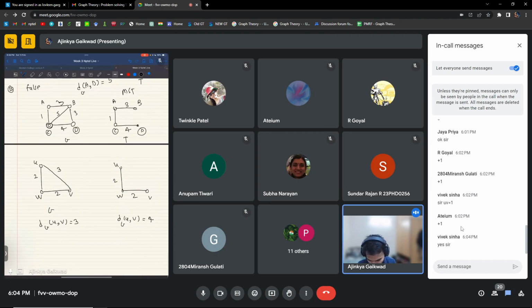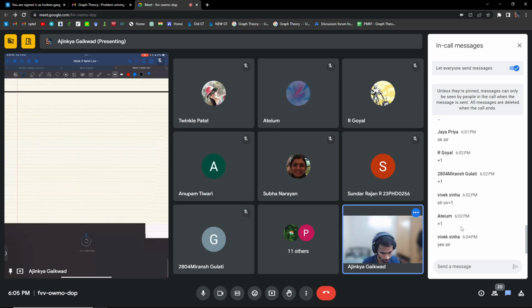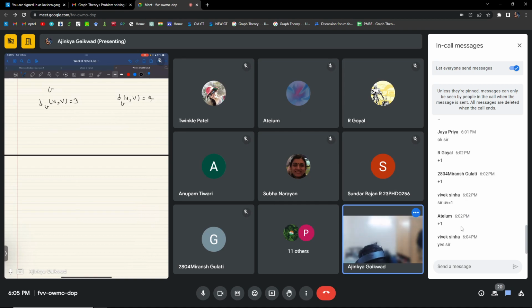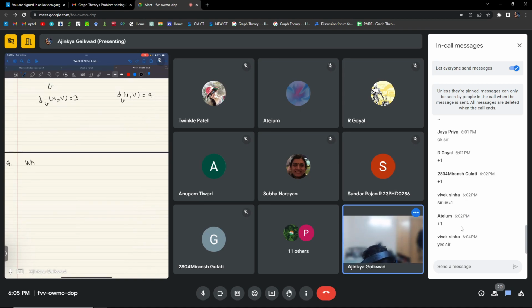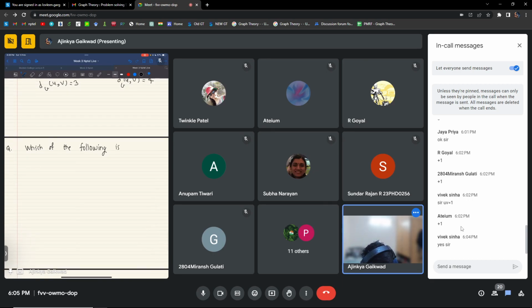I think it's clear. Now let me go to a bit different question. This question has to do with properties of a minimum spanning tree. Which of the following is false in the case of a spanning tree of graph G? So this is a statement.